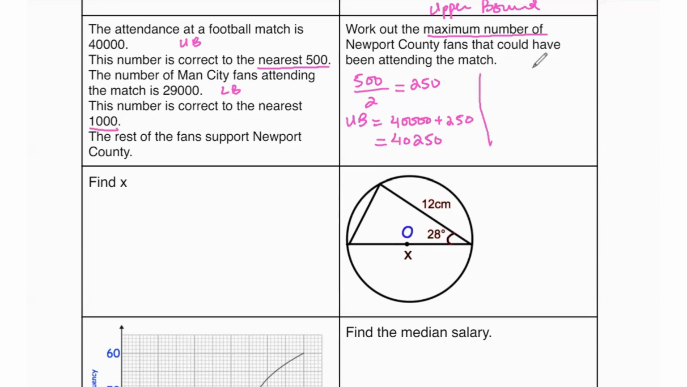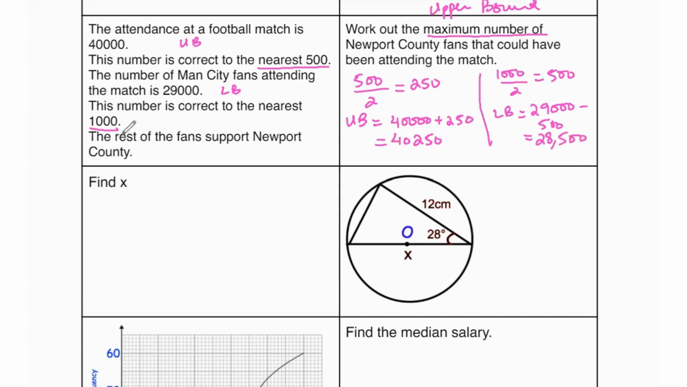Now for the Man City fans, you have to find the lower bound. So we will divide the degree of accuracy by 2. So 1,000 divided by 2 is 500. Then to find the lower bound, we will subtract 500 from 29,000. And that's going to give us 28,500.